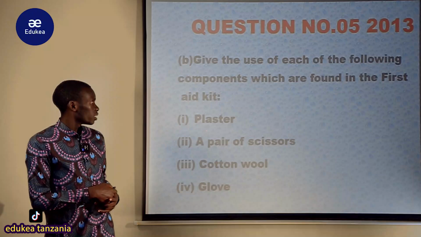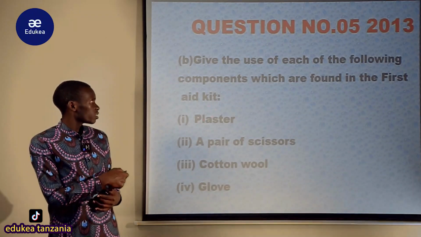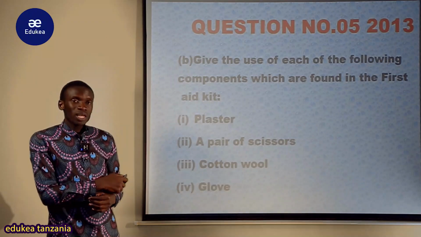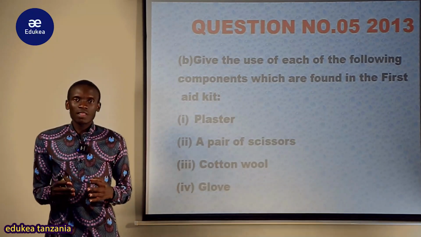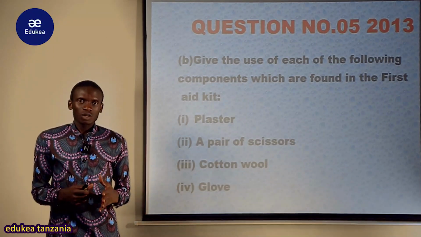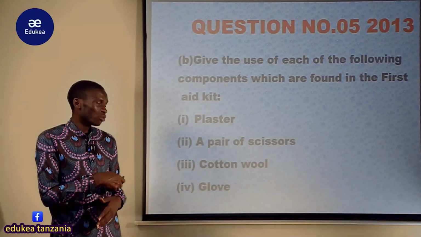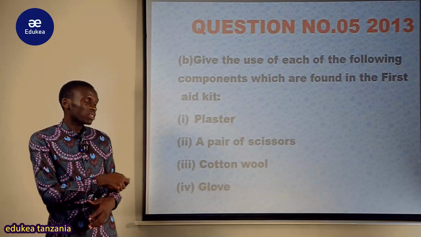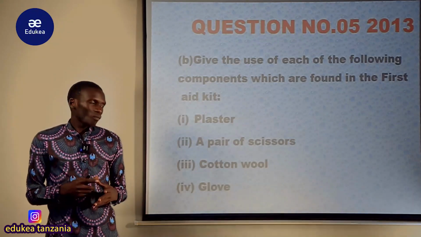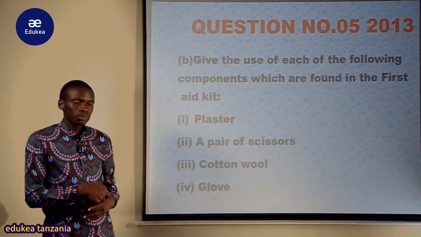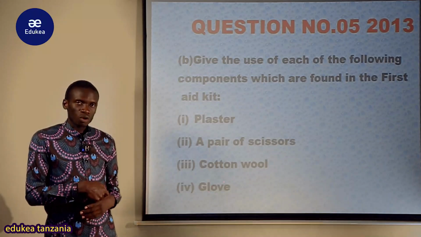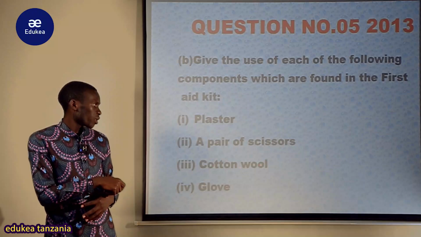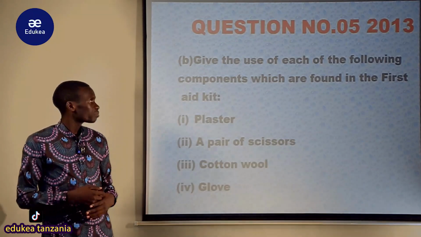And the components that were required to give its uses are plaster, sometimes called bandage, adhesive bandage or plaster. Kwa adhesive bandage or plaster ndo hiki kitu kimoja. Then number 2 was pair of scissors, mkasi. Then there is cotton wool, and there is glove. So a student is supposed to give the use of plaster, a pair of scissors, cotton wool, and the glove.